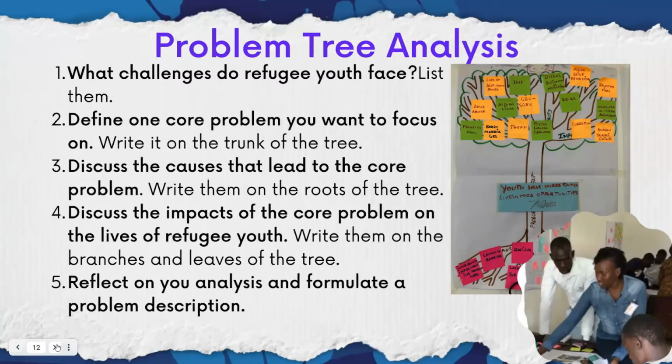When children don't go to school, when youth don't go to school, they are also vulnerable to gender-based violence and sexual exploitation in the community. So you put this as the impacts of the water problem, and they are on the leaves. You can see on the branches and leaves of the tree.